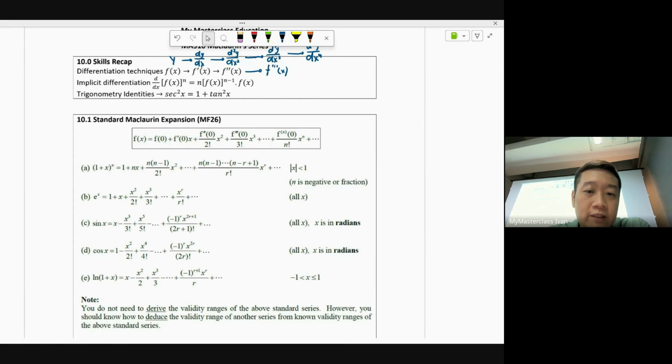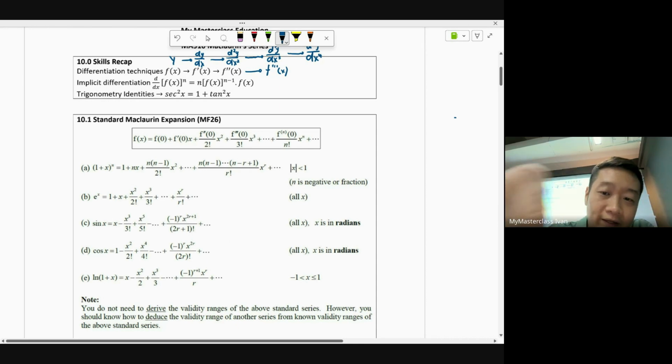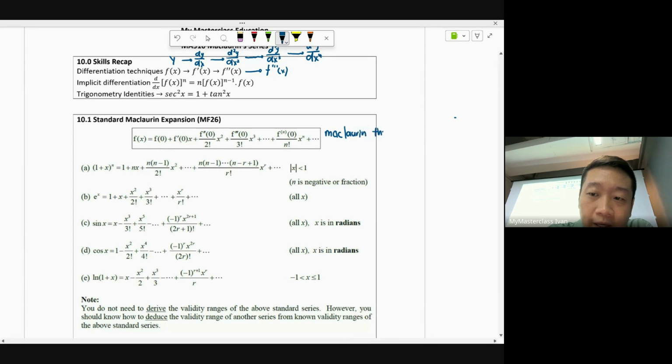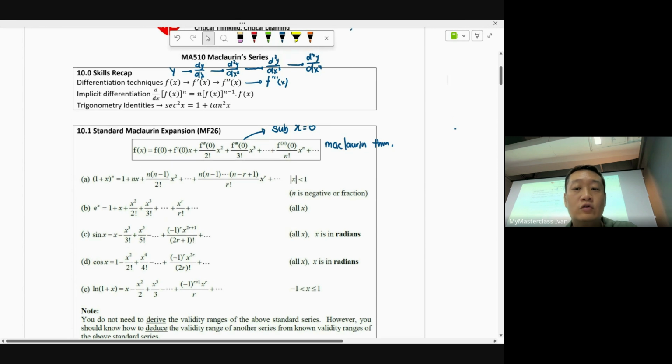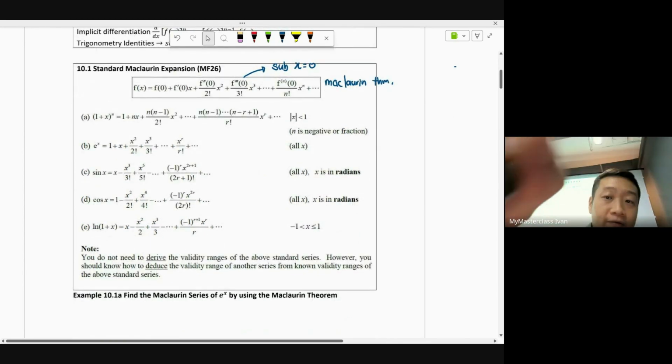Okay, so the next one is called the formula sheet. This is all given in the formula sheet. The first one is called the Maclaurin theorem. What does zero mean? This means always sub x equals to zero into your f(x), into your f prime x, into your f double prime x, into your f triple prime x, into your f whatever prime x. So basically every step you find, it's always good to sub in x equals to zero. If not, I will actually teach you a way to find. The first one, a, is given down here, so you already know.